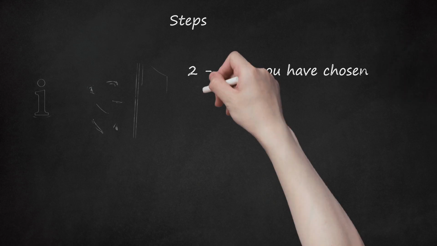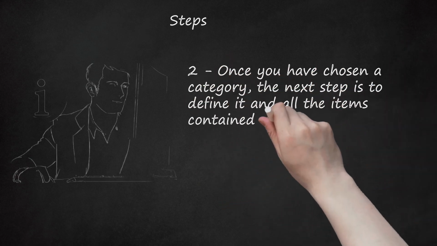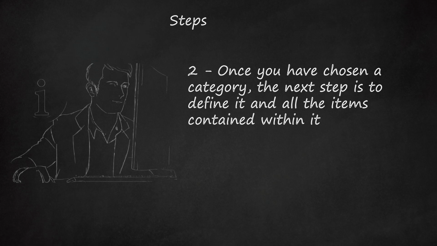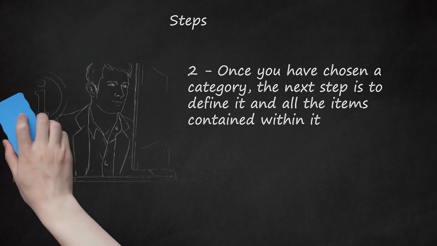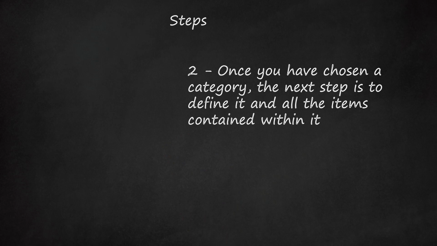2. Once you have chosen a category, the next step is to define it and all the items contained within it. Generally, e-auction software allows you to upload drawings, specifications, photos, brochures, and any other file that can help to clarify what exactly it is that you are looking to buy or sell, depending on whether it is a forward or reverse auction that you wish to run.